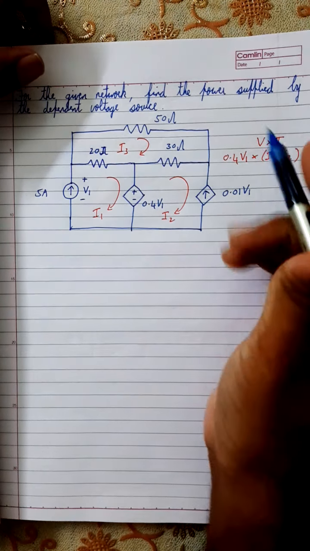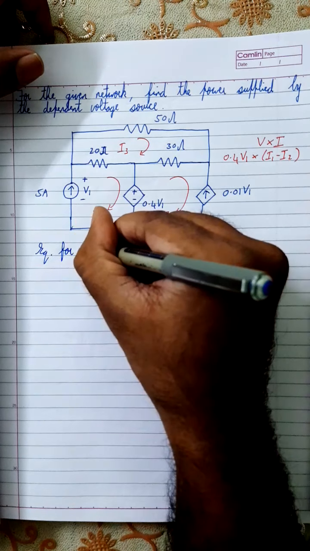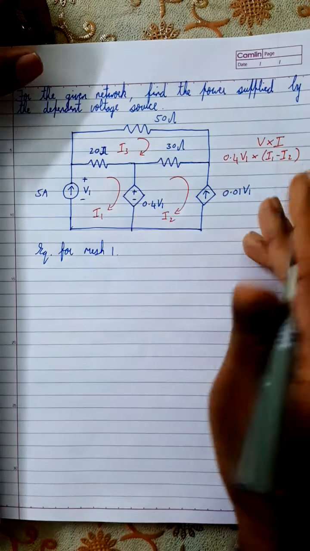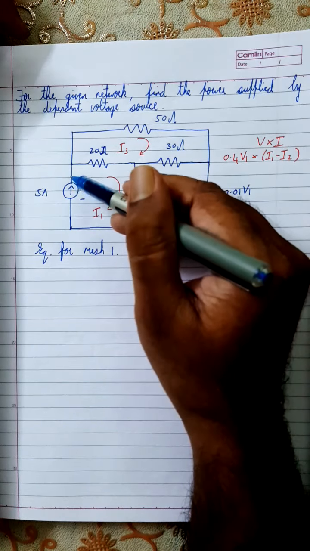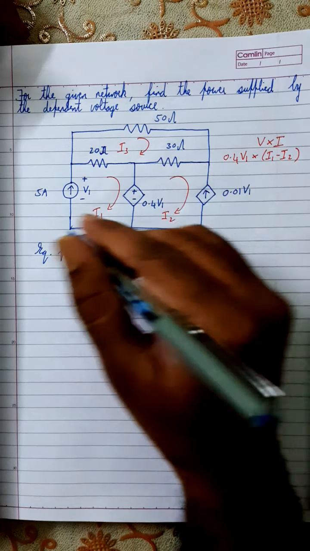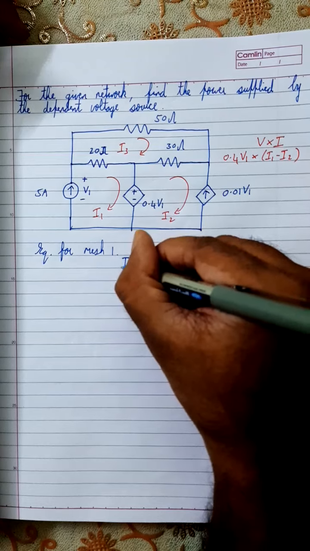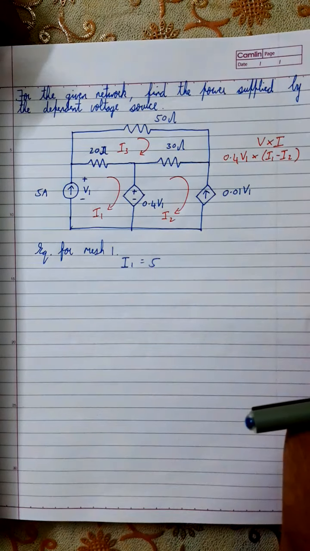So let's write the equation for mesh 1. Here there is a current source of 5 amperes in this branch, and in the same branch the current is I1. So the equation for mesh 1 is I1 equal to 5.